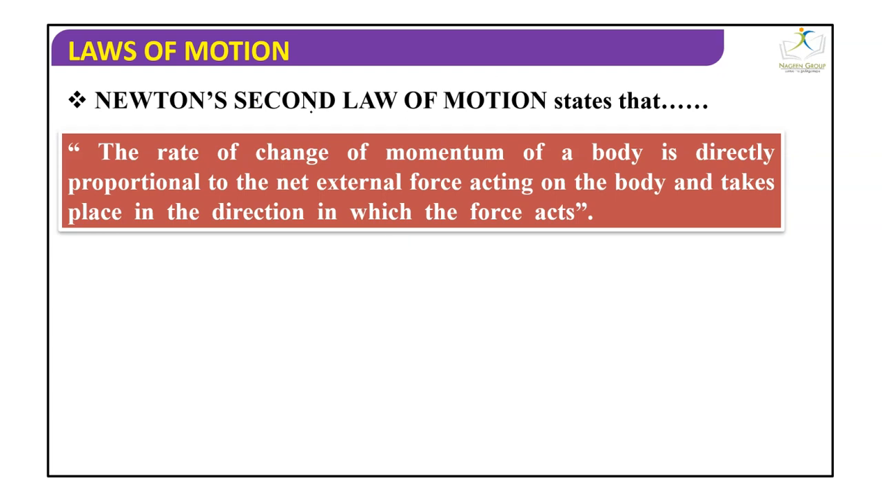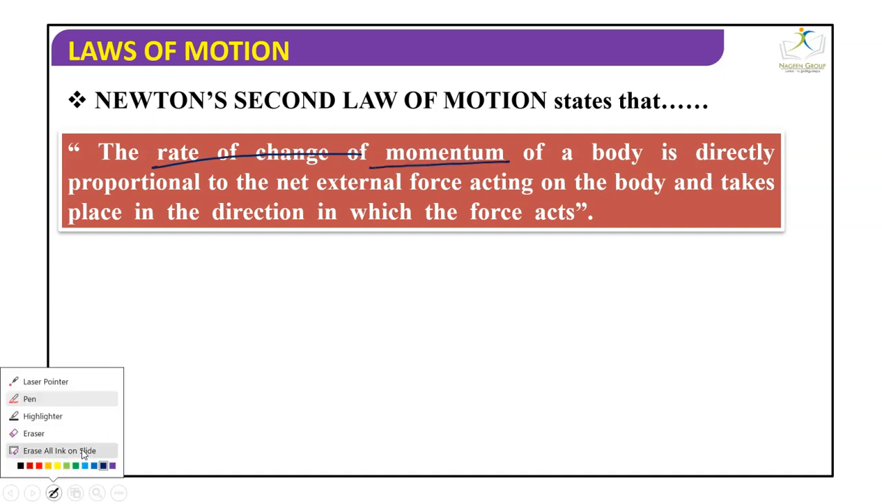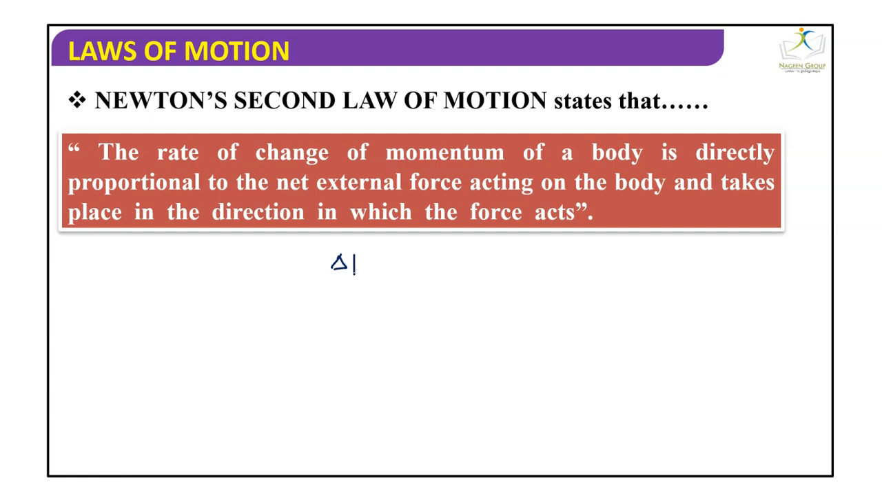If not, I'm just telling you one more thing. The rate of change of momentum means, if momentum continuously changes, I'm taking it as delta P, final momentum minus initial momentum, is directly proportional to the net external force. So that means delta P by delta T is directly proportional to F.